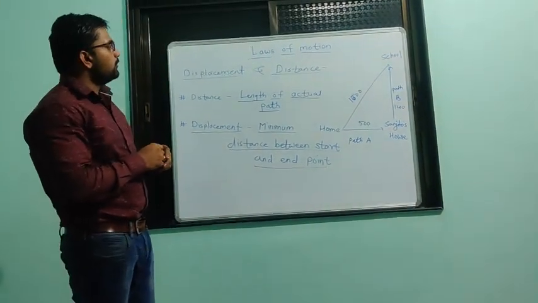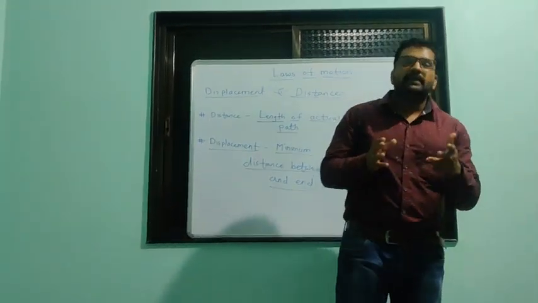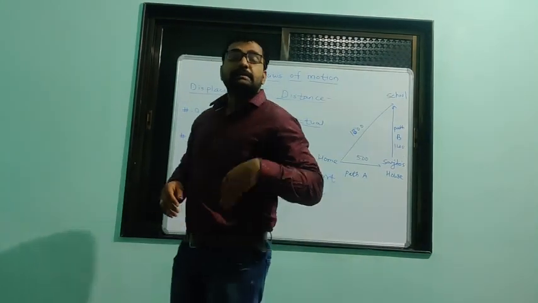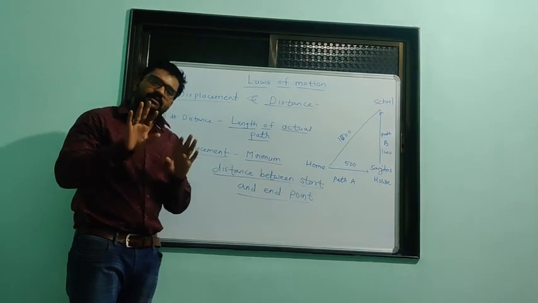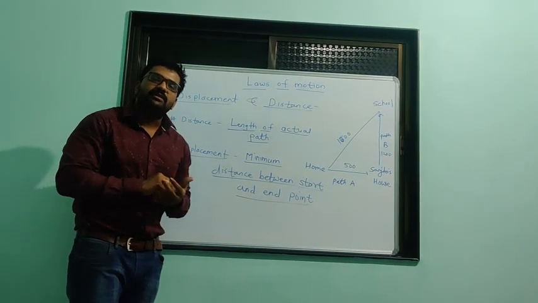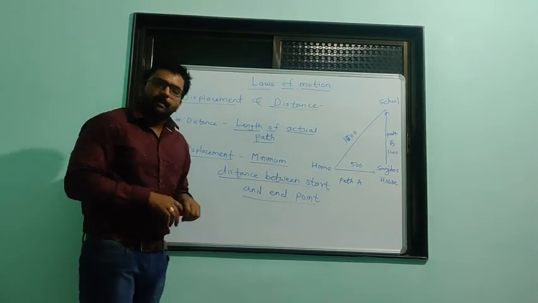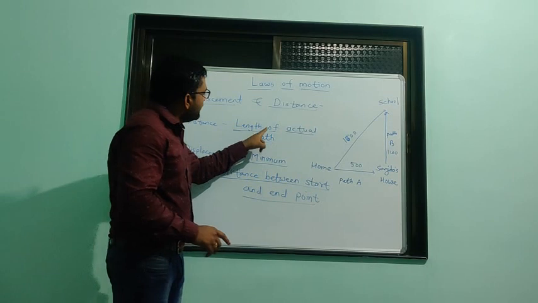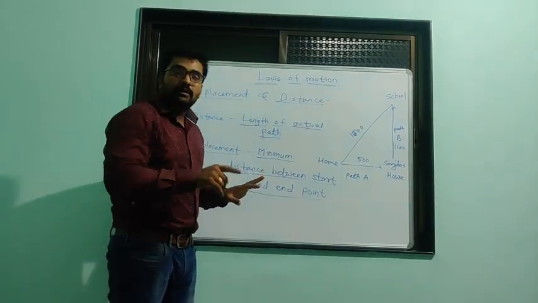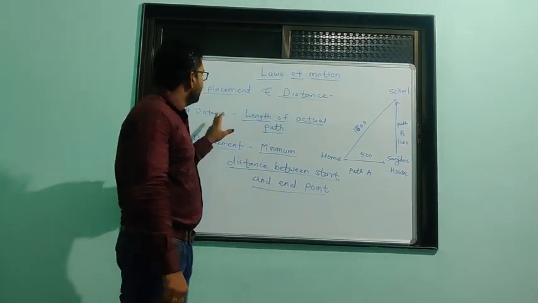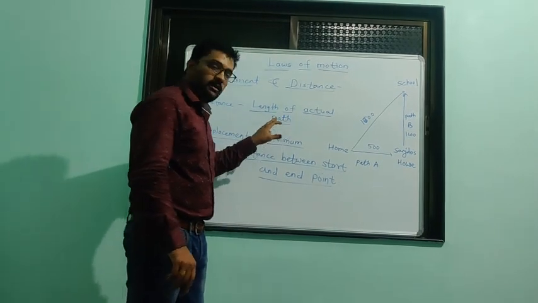Okay, so actually distance and displacement are two different concepts that are not similar; their meanings are different. Don't be confused in that. Just remember the meaning of distance and displacement. First of all, look at what is distance. Distance is simply the length of the actual path. Whatever path we covered, all that path is called distance. Distance is the length of the actual path.